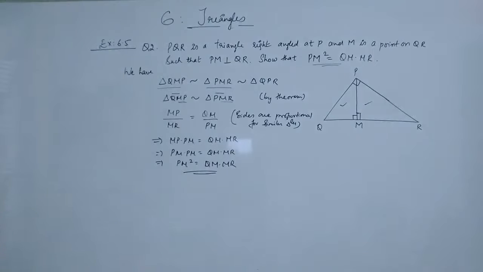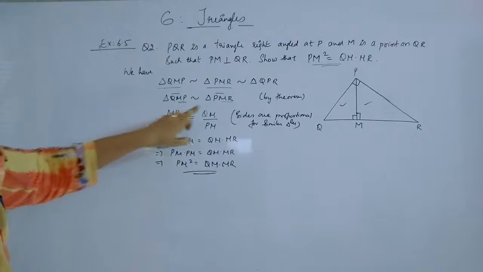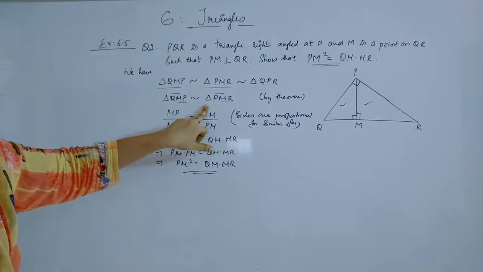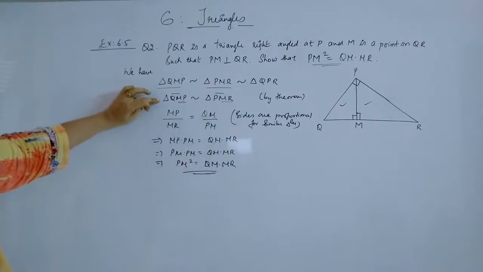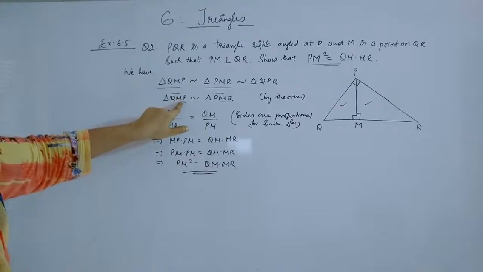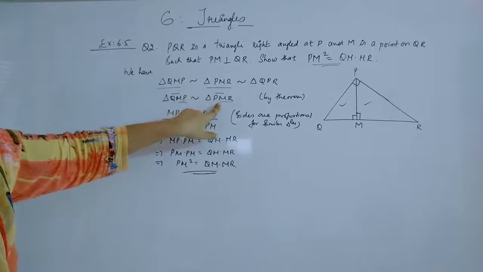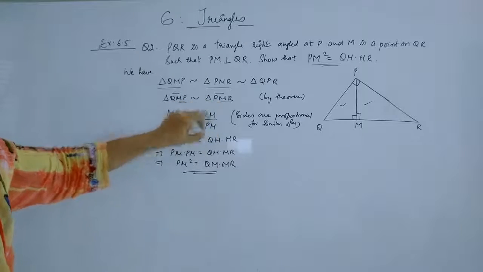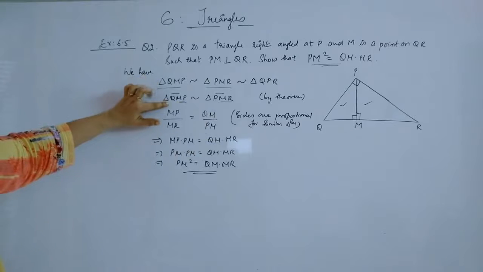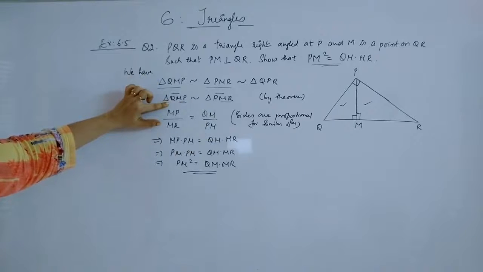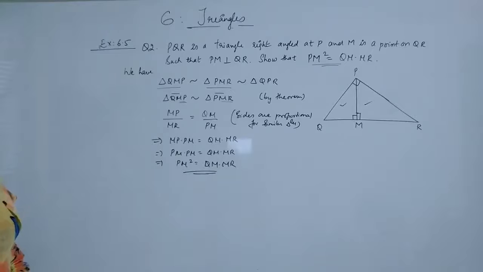Or else you have to just show that these two triangles are similar while starting the problem, because this angle is 90 for both of them, and one angle, that is angle P, is common. So by similarity itself you will get the two triangles to be similar. Okay.